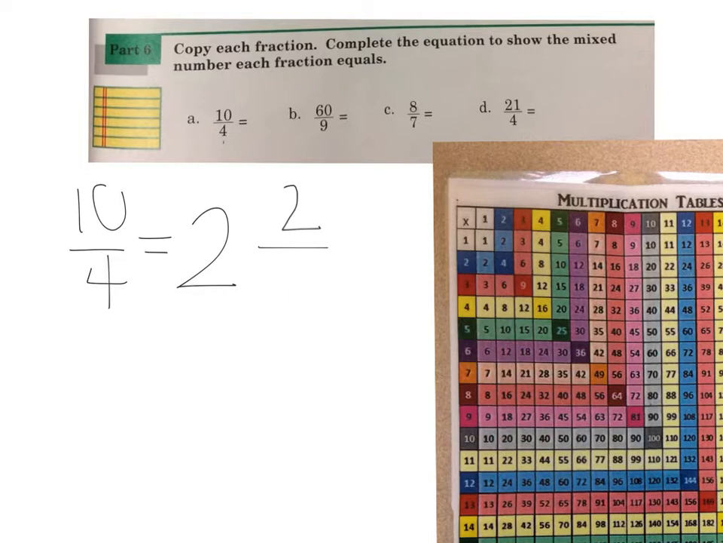And then my bottom number always stays the same. So that means that my mixed number, which means that I have a whole number and a fraction together, means that 10 divided by 4, or 10/4, is equal to 2 and 2/4. It was able to go in 2 whole times with 2 left over, guys. Okay, it's the same thing for B.